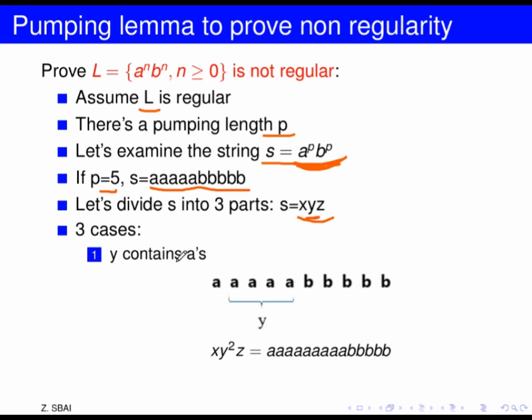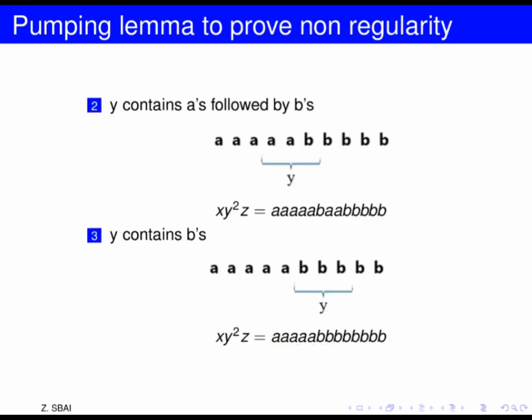The y contains only a's. The y is in the first part here. For example, a here will be y. The a before that will be x, and the 5 b's will be the string z. In this case, if, for example, i equals 2, so y squared will be 4 a's followed by 4 a's. And we'll report here the x, which is a, and the b's, which are 5 b's. In this case, you can see that this string is not in the language.